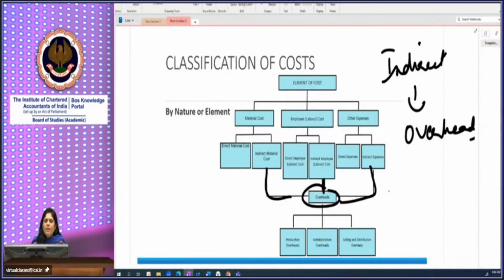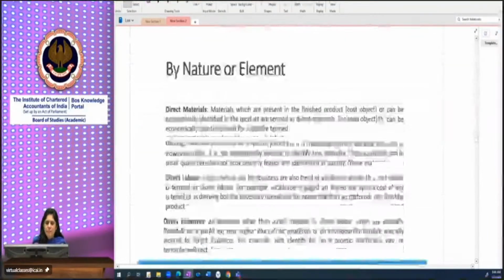So whatever indirect cost, actually it means overhead. And the left is the direct material, direct labor, and direct expenses. So overheads are three types: production, administration, and selling. So let us just understand it a bit in detail.